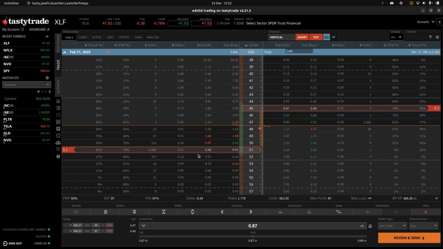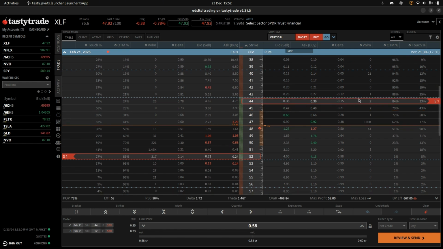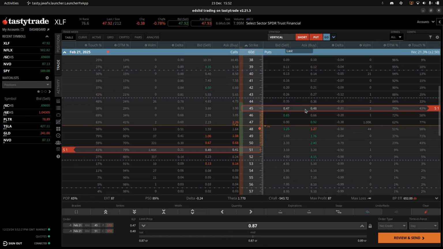If we want even higher probabilities of success, we could just go down to the 15 delta and the 14 delta, and now we're looking at a 92% probability of hitting 50% of max profit over the next 60 days. However, we do suffer in premium that we collect up front by doing this. So we're just going to go back to the 21 delta so we can collect a bit more premium here.